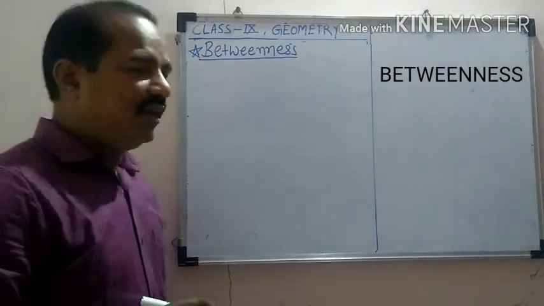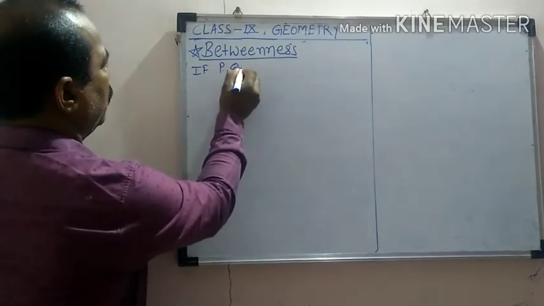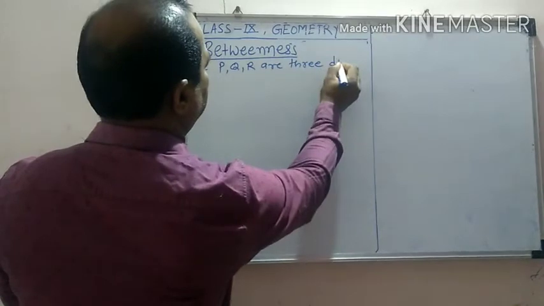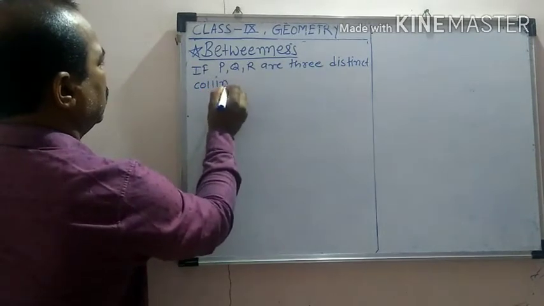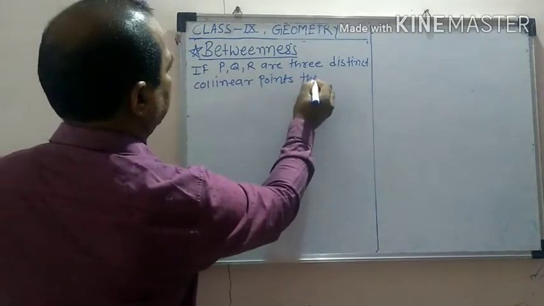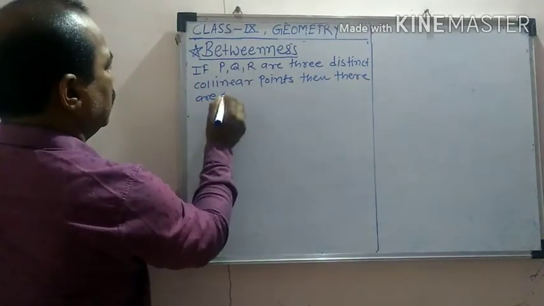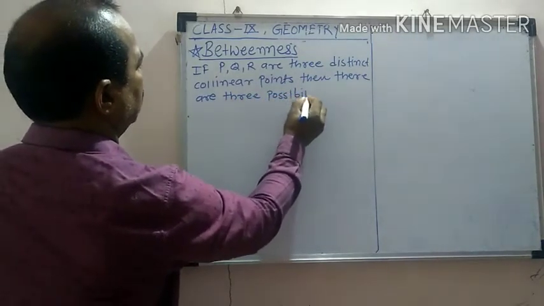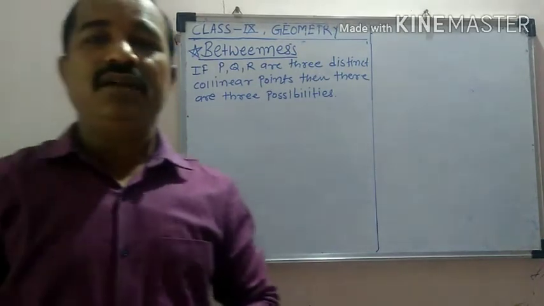Now we have to study the betweenness. If P, Q, R are three distinct collinear points, then there are three possibilities. PQR are the 3 points which are collinear.